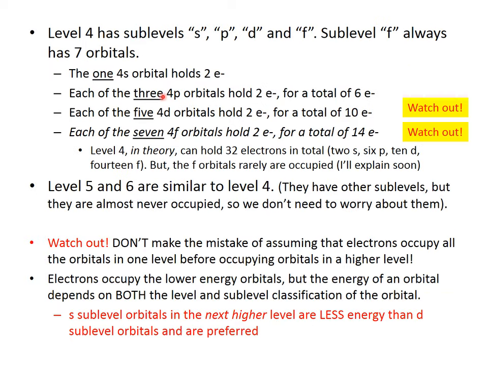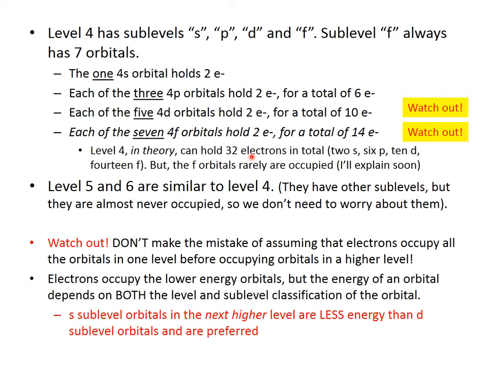Level 4 has 4 sublevels, S, P, D, and F. F sublevels come in sets of 7 orbitals. So we have one 4s orbital that can hold 2 electrons, 3 4p orbitals, each holding 2 for a total of 6 electrons, 5 4d orbitals, each holding 2 electrons for a total of 10 electrons, and 7 4f orbitals, each holding 2 electrons for a total of 14 electrons. So in theory, level 4 can hold 32 electrons in total.